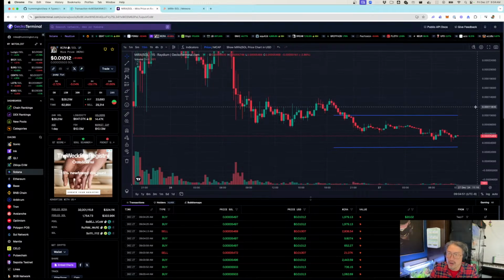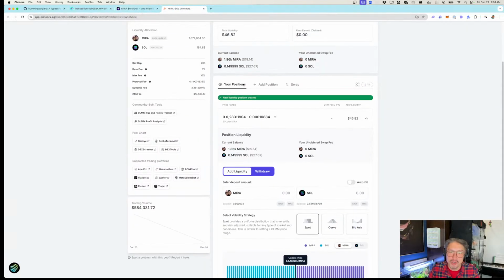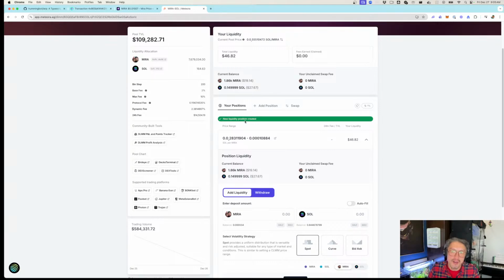But overall, I'm pretty happy with this particular position I created because I'm pretty sure that this is going to generate a lot of fees. And if I check back on this position in a week, I'm pretty sure I'll have more than $446 of liquidity. But we'll see. Obviously, everything's a gamble.